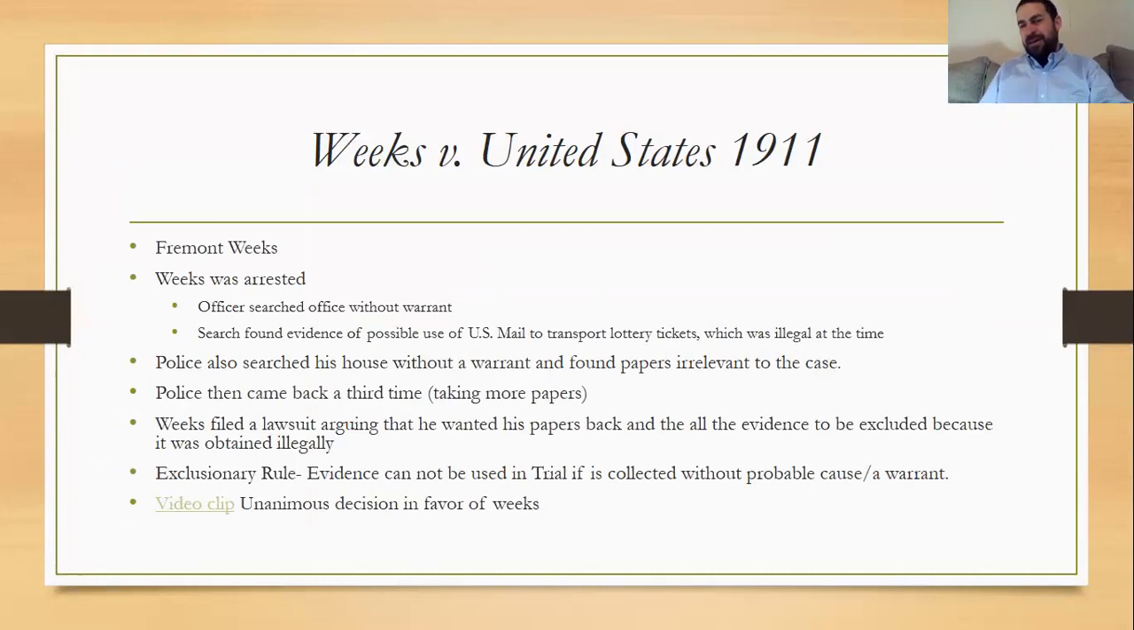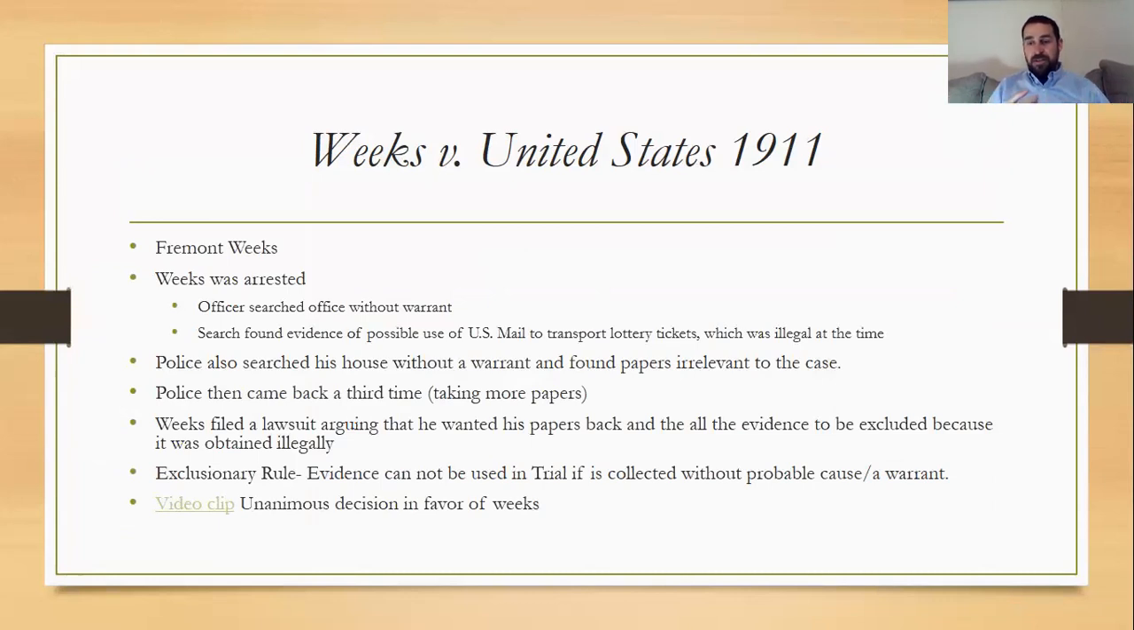It all came down to the fact that it was across state lines and it was gambling. So this was definitely the United States government, so it was a federal case. Weeks was suspected of doing some illegal stuff with lottery tickets across state lines, and so the police show up to try and find some evidence.